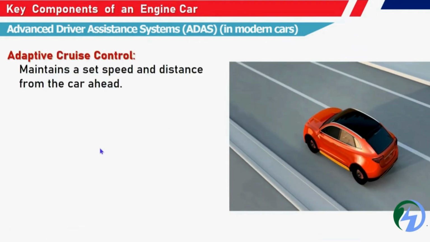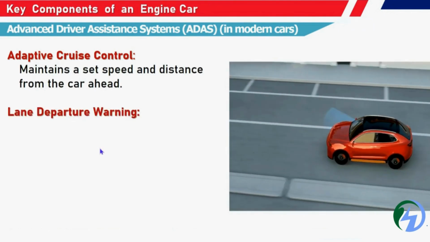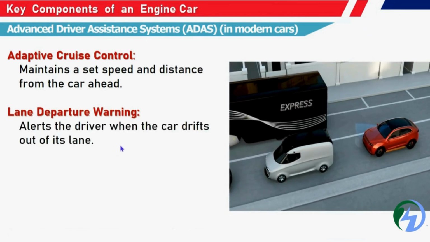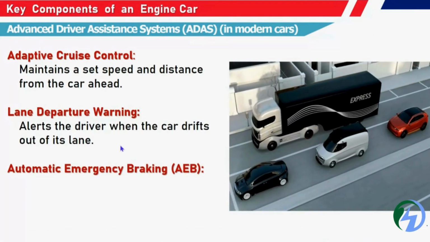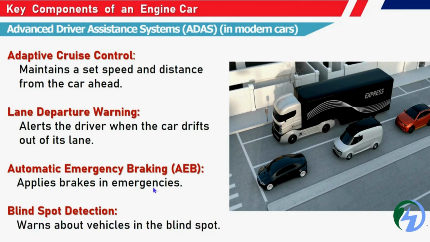It is a part of adaptive cruise control, which maintains the proper speed relative to other vehicles, and lane departure warning, which alerts the driver when the car drifts out of the lane, and auto emergency braking. Whenever we apply the brake during an emergency, it should stay stabilized, balanced, and maintain constant speed. Blind spot detection gives a warning that is observed on the window.